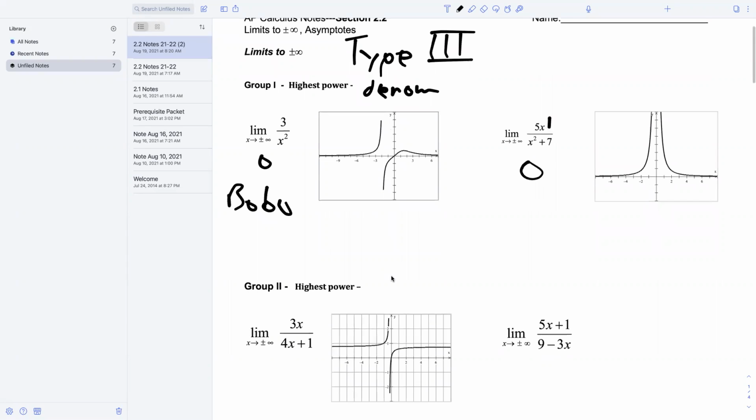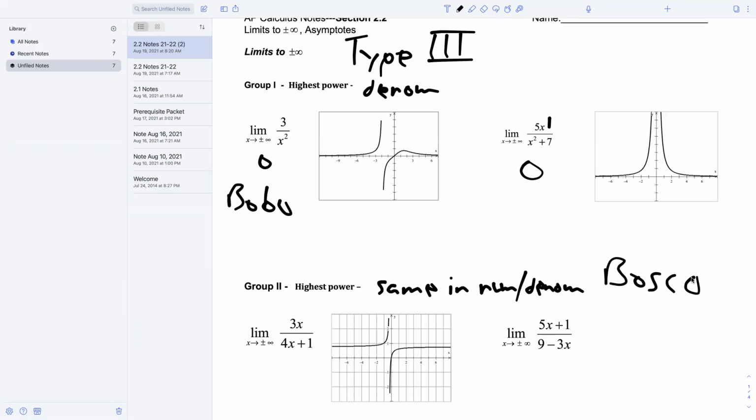The next group, we have the highest power is, let's say, the same. It's the same in the numerator and the denominator. So I call this Bosco. Bosco, meaning both of them are the same. It is the... I was setting you up there. That was your key. It's the coefficients.